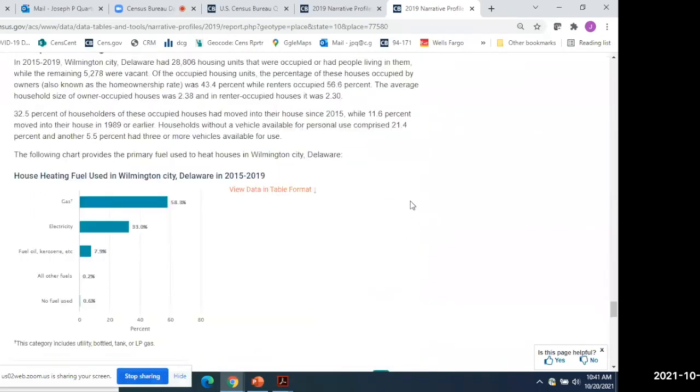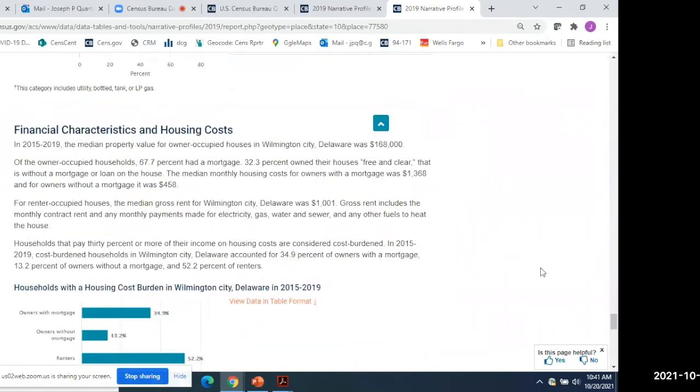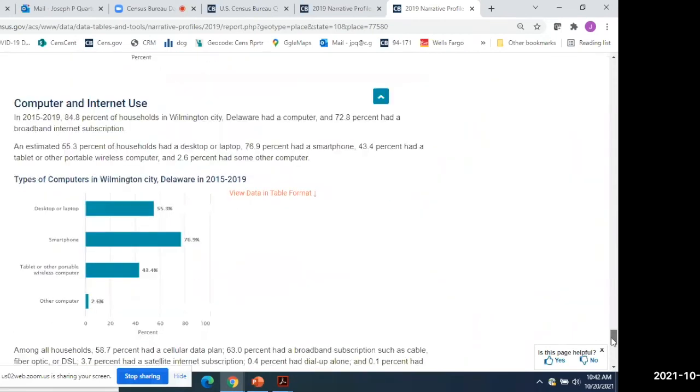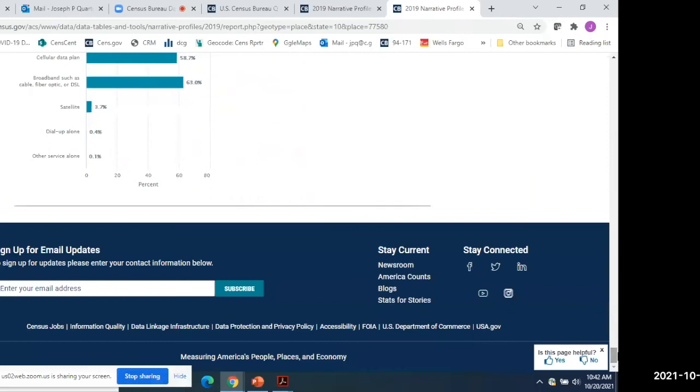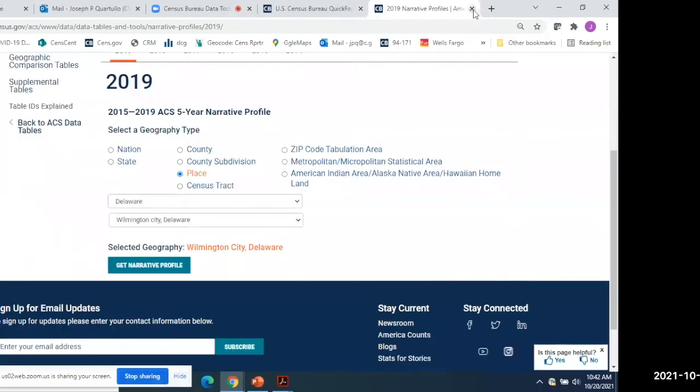So you could see there's a type of heating fuel used in the home. So you could see there that this narrative profile gives you a lot of information, and you could easily cut and paste this into a document or a story, and that would make it much easier for you than having to go interpret a table. So I wanted to make sure that I showed you the narrative profile. That would be the second data tool that I demonstrated to you today. The first was Quick Facts.